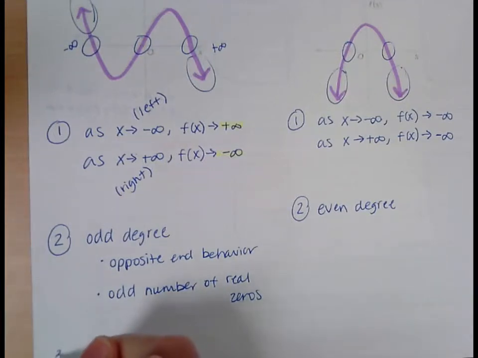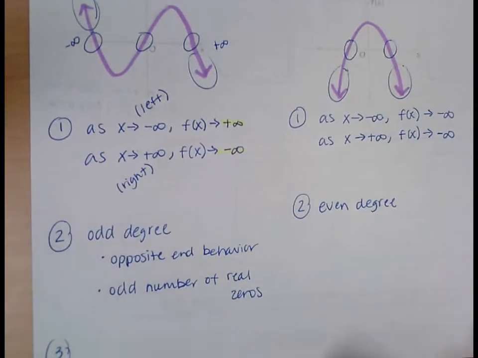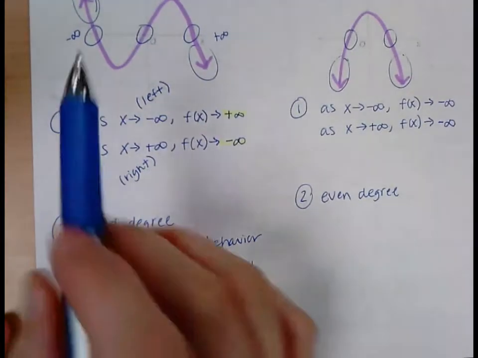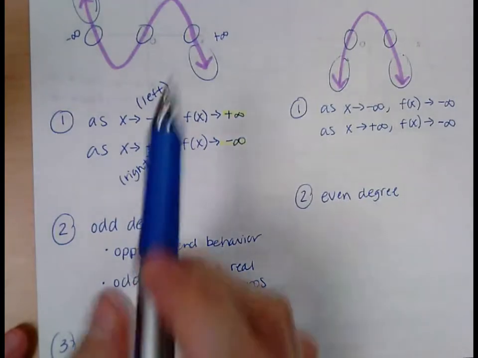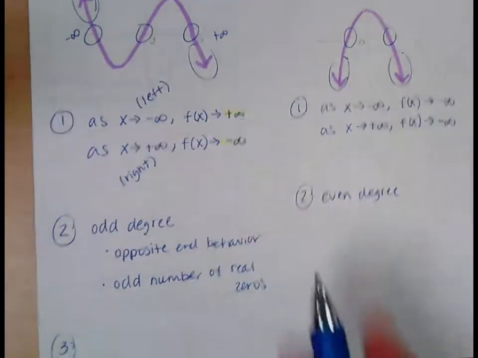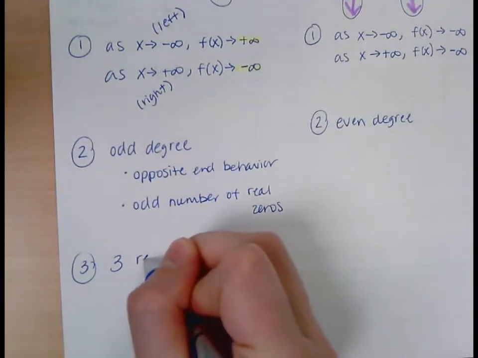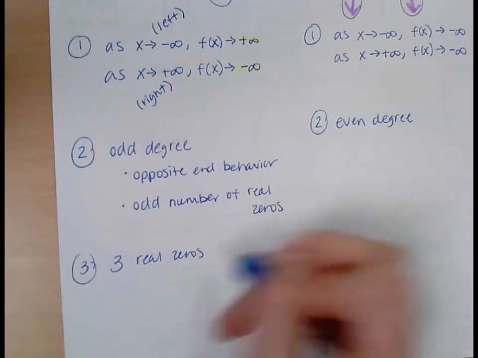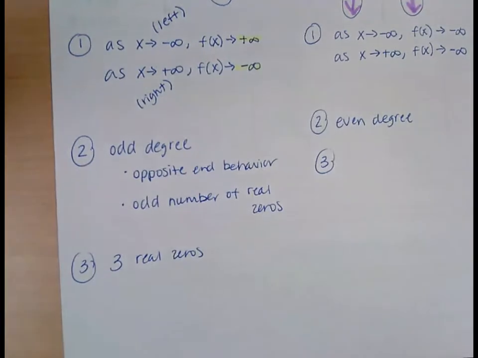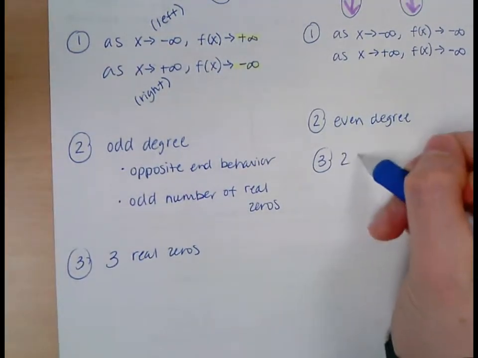Okay? And then question 3 is stating the number of real zeros, and I kind of already have that circled on each graph. Graph A, there are 3 real zeros, 3 x-intercepts. And for graph B, there are 2.